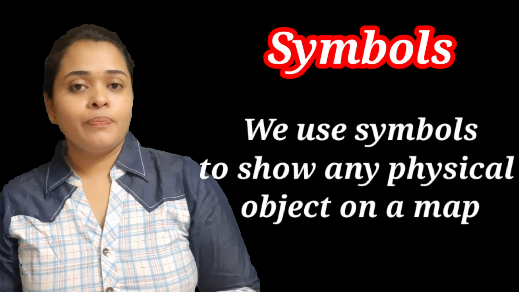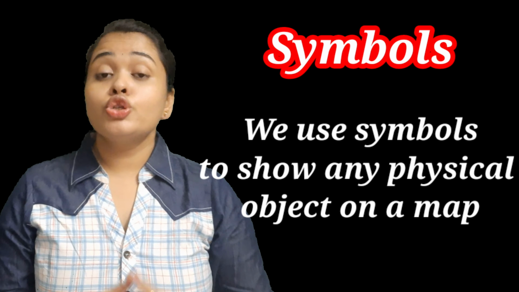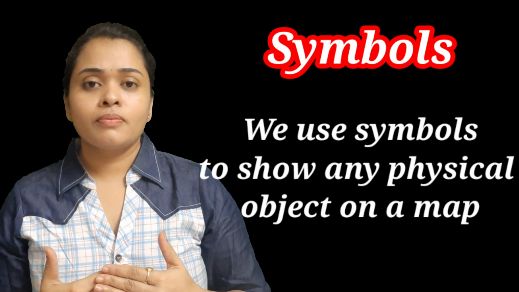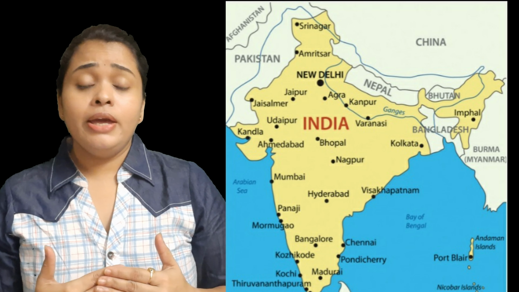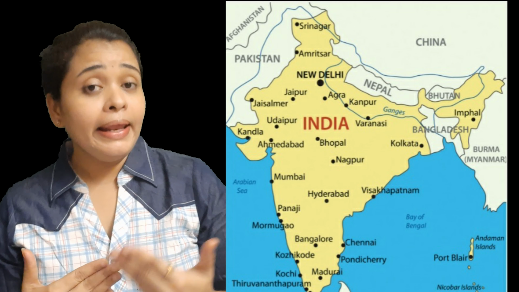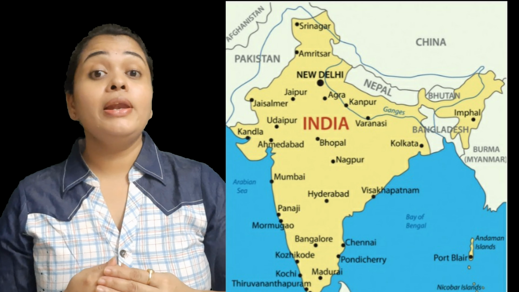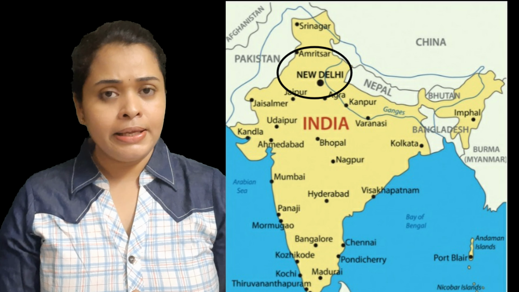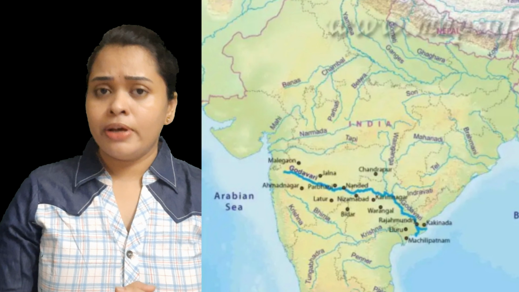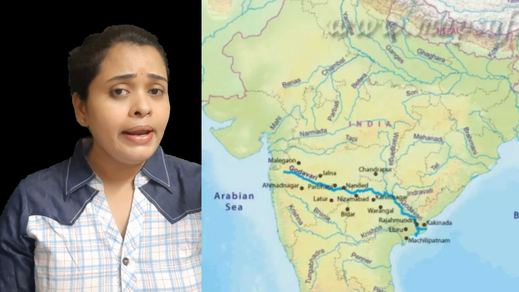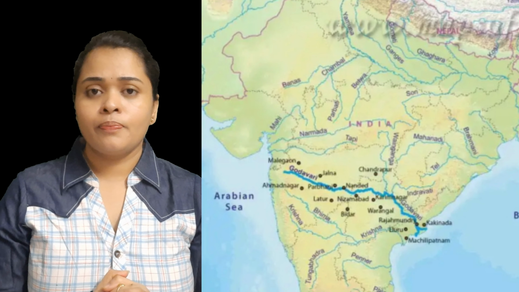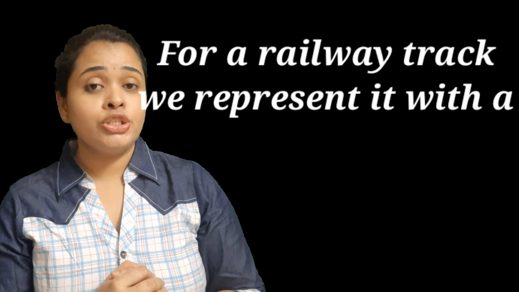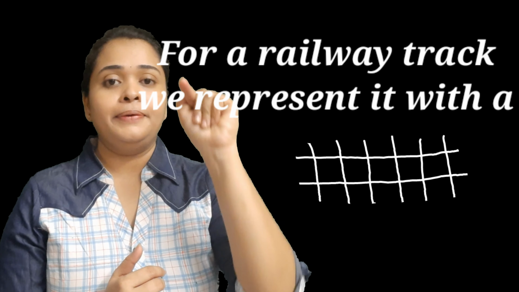Symbols. We use symbols to show any physical objects on a map. For example, if we are asked to show Delhi in India map, we will mark it with the point symbol and label it as Delhi. To show the river Godavari, we draw a line along its course. For a railway track, we represent it with the track line.